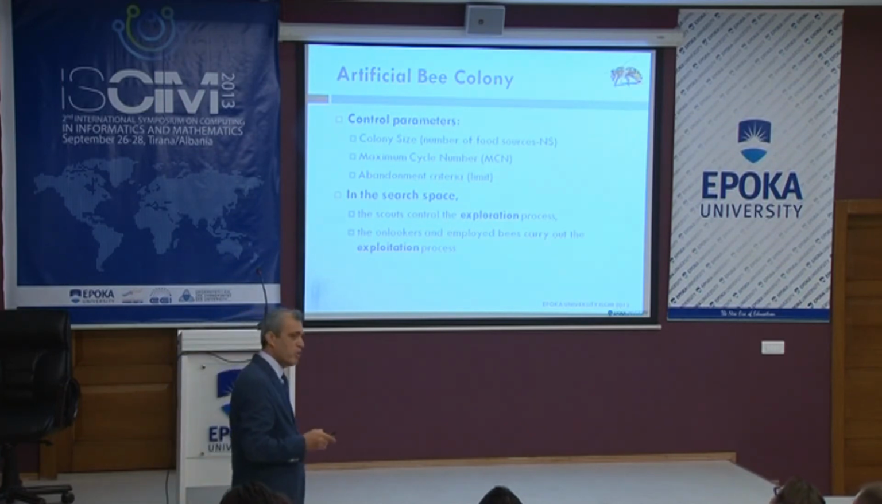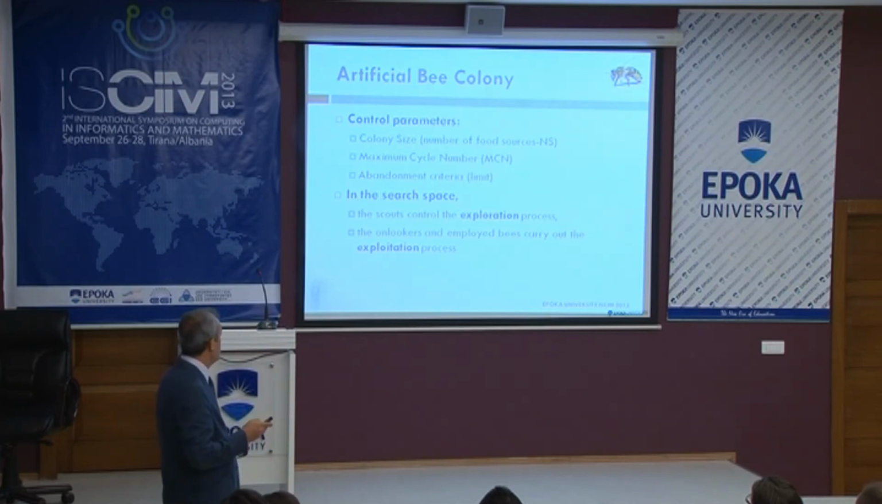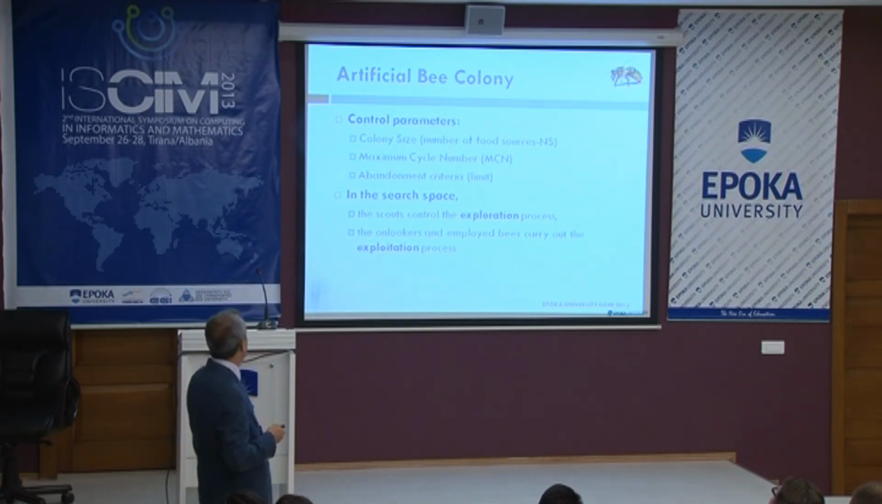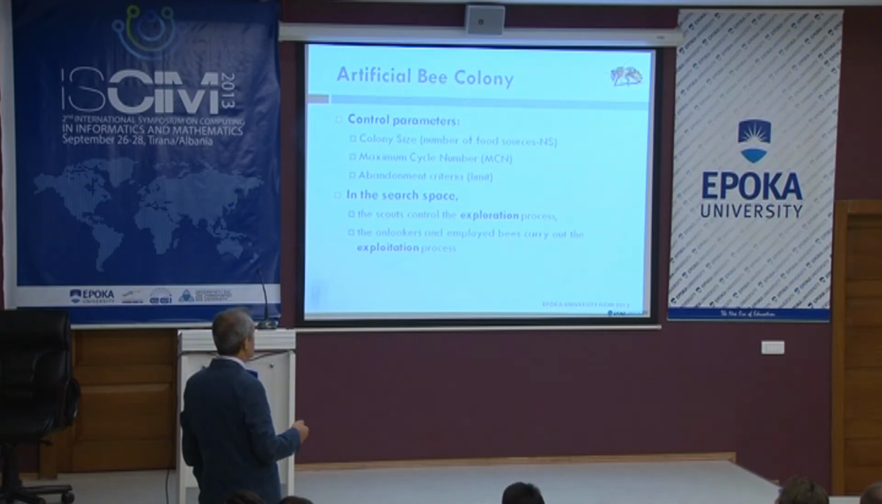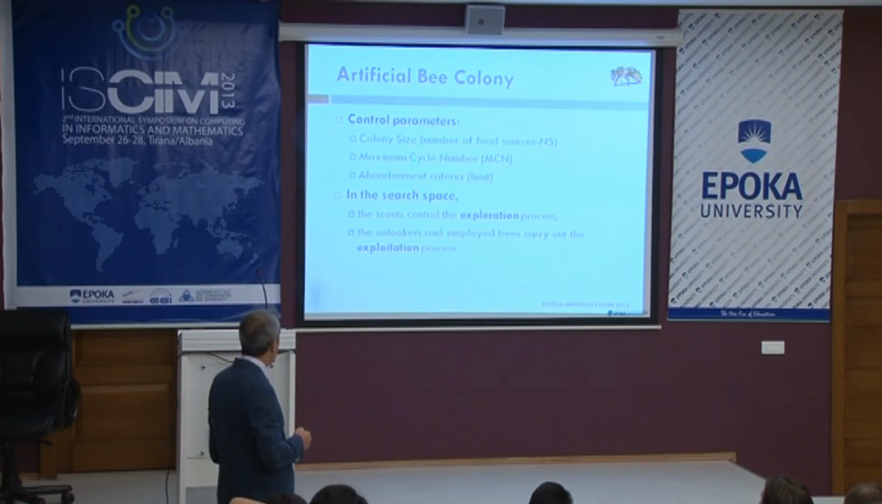Control parameters. All optimization algorithms have some control parameters, for example one, two, three, four. But the number of control parameters is an important aspect of an optimization algorithm, because we want to deal with fewer control parameters. In the artificial bee colony algorithm, there are three control parameters. Colony size corresponds to the number of food sources. Maximum cycle number is the iteration number. All algorithms have this control parameter. It is a common control parameter.